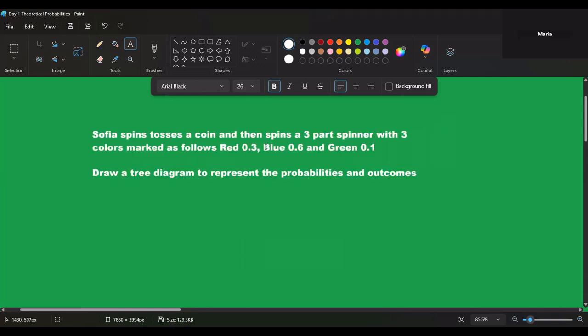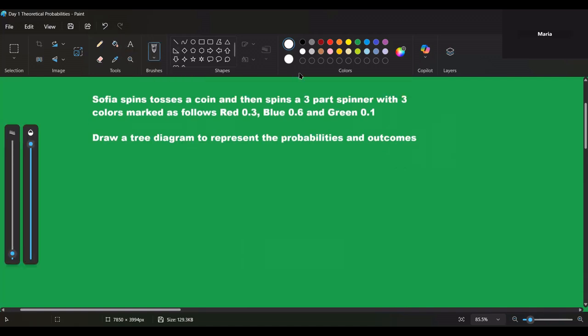So we can do that. First thing that we have to consider is our coin. How many outcomes does a coin possess? 2. And the spinner has how many outcomes? 3. These are outcomes. Now, normally we know that 2 times 3 will be 6. It will be a total of 6 outcomes.